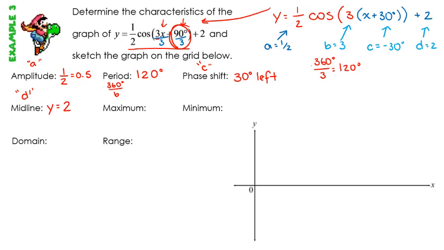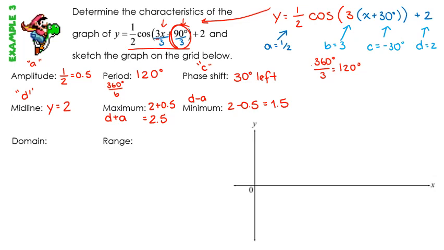The maximum, we're going to use the formula d plus a to get our maximum. So we're going to go 2 plus 0.5, and that's going to give us a maximum of 2.5. For the minimum, we're going to go d minus a. So it's going to be 2 minus 0.5, which is going to give us a minimum of 1.5. Okay, and we'll save the domain and range for after we have drawn our graphs.